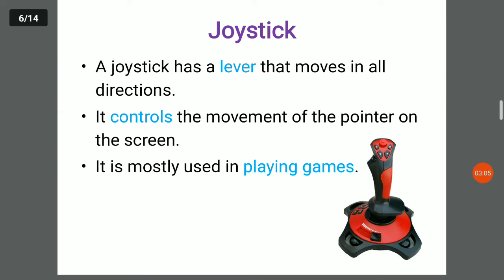Next device is joystick. A joystick has a lever that moves in all directions. It controls the movement of the pointer on the screen. It is mostly used in playing games. We use joystick to play games. With the help of joystick, moving it up, down, left, right, we can move the character on the screen which is moving in the video game. Fine.